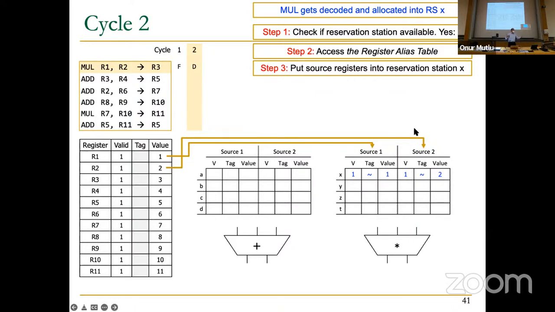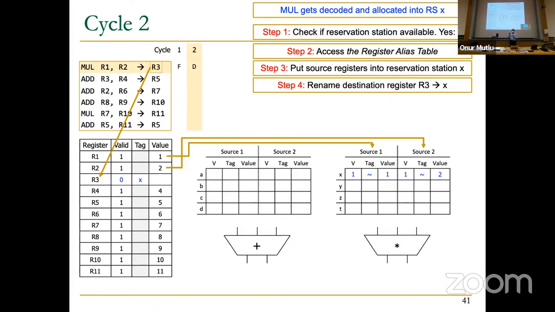Okay. This may not be that interesting because this is the first instruction, right? But the next important step while decoding this instruction is we need to rename the destination register R3 to X, so that later instructions that source that version of R3 should get the value from reservation station X.